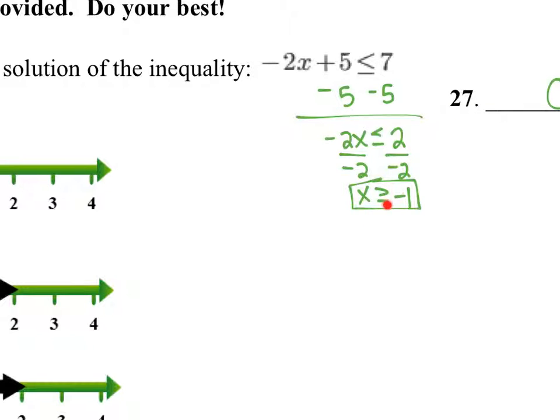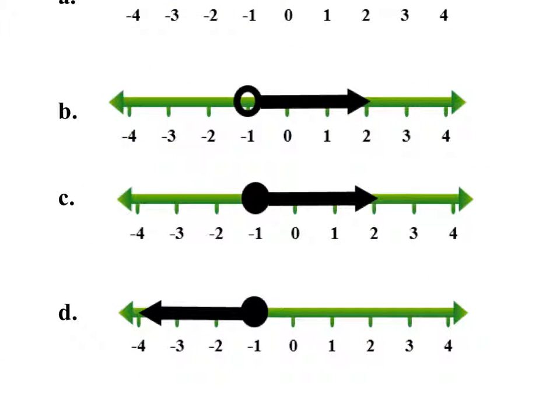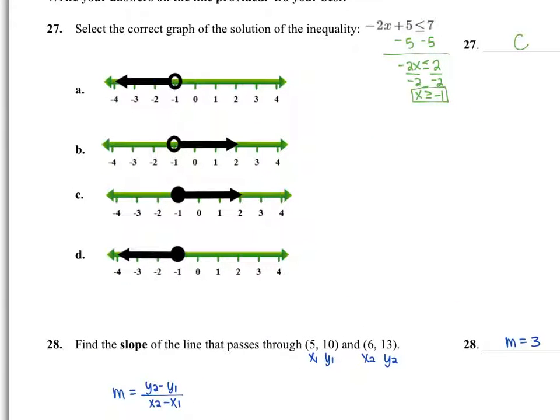So greater than or equal to means you're going to have a closed circle, so that makes your only options C or D, and then it's greater than, so you want the arrow to point to the right, so that would make your final answer C.